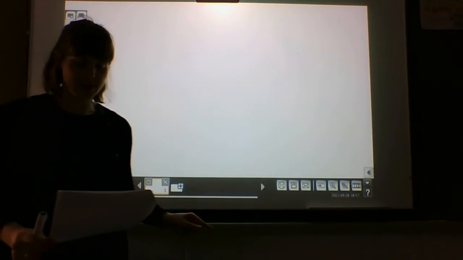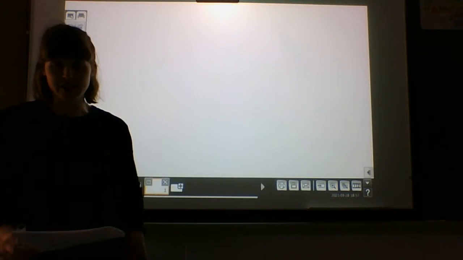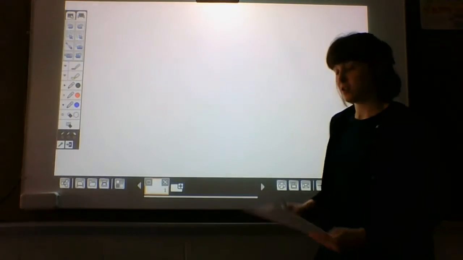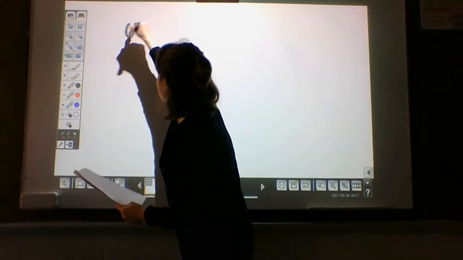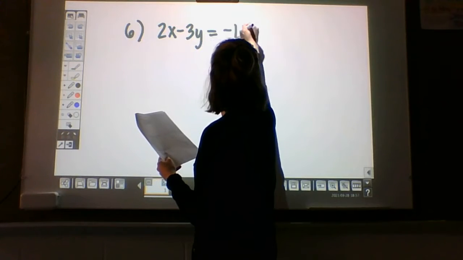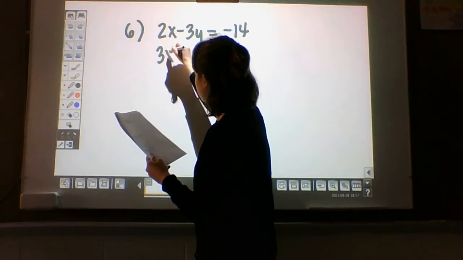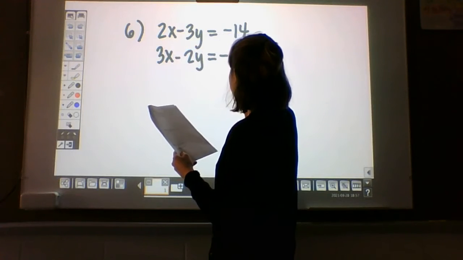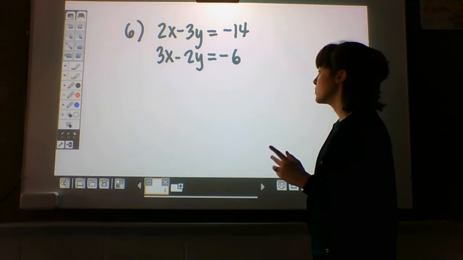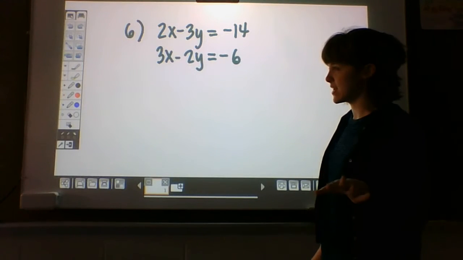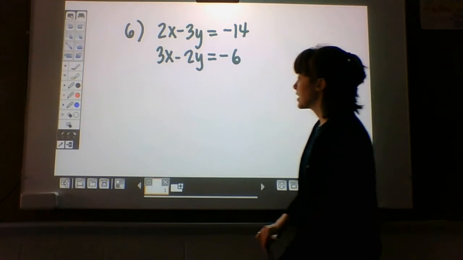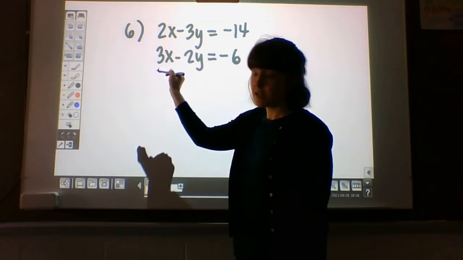Now, last week we reviewed systems of equations. So number 6 is going to require us to use our systems of equations knowledge. Okay, so I'm going to write this up here. Okay, so before, when we reviewed systems of equations, we had to make sure that the coefficients in front of x or y were the same, or we could use substitution.